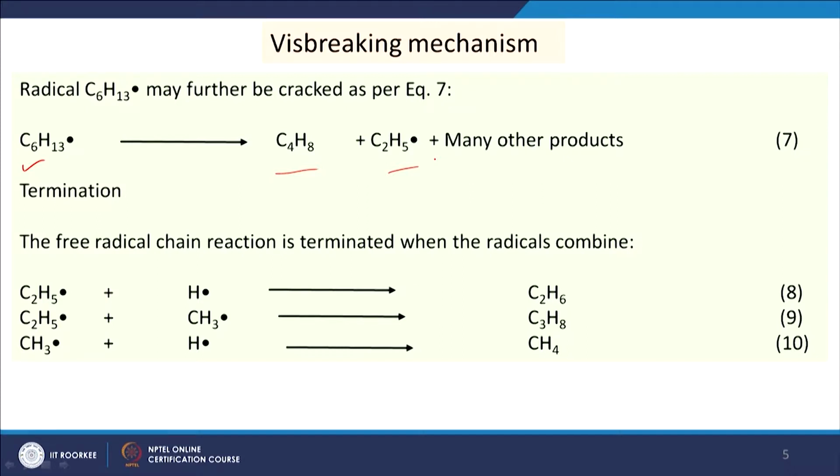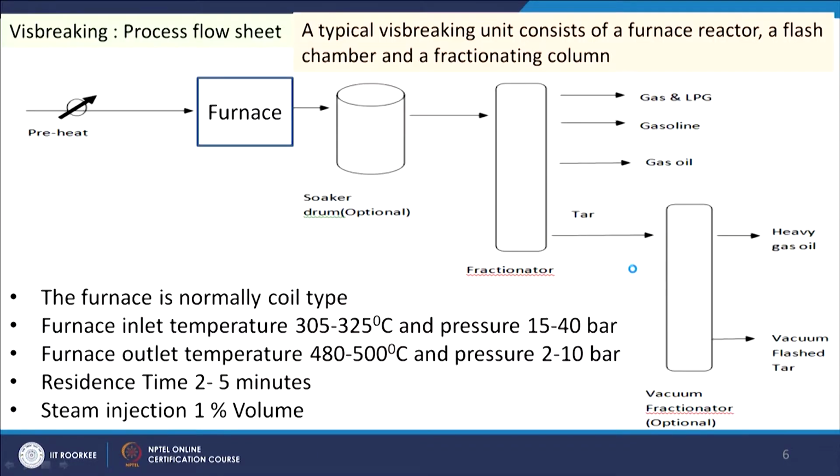Then in termination, the free radicals can combine with H dot and give us C2H6. Another free radical, CH3 dot, can give us C3H8, and CH3 dot plus H dot gives CH4. So, we can get some gas also in this process, and these are all gas molecules. LPG type of material we can get from the Visbreaking process.